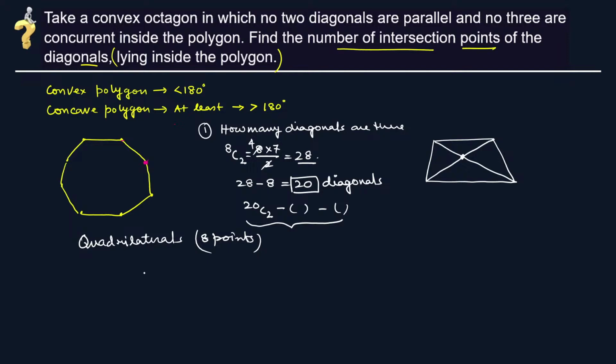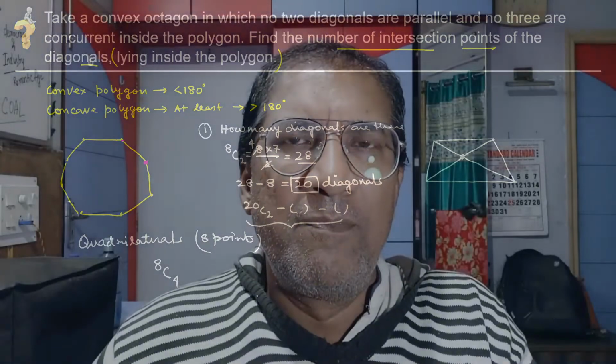So naturally, for a quadrilateral, I need 4 points, but we are having 8 such points because in an octagon we are having 8 vertices. So the total number of quadrilaterals that can be formed is nothing but 8C4. 8C4 is the total number of quadrilaterals formed.